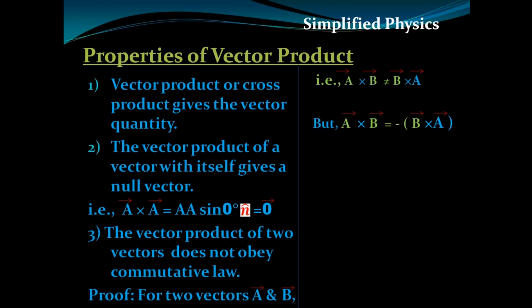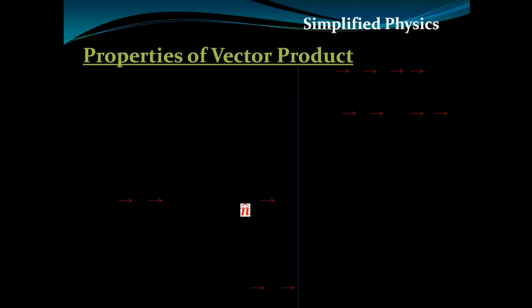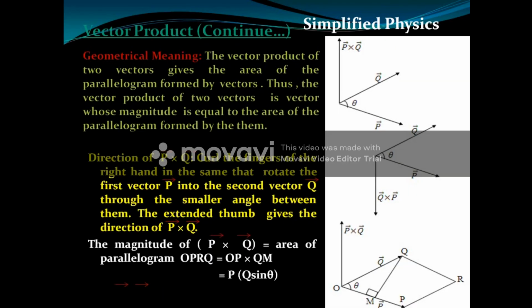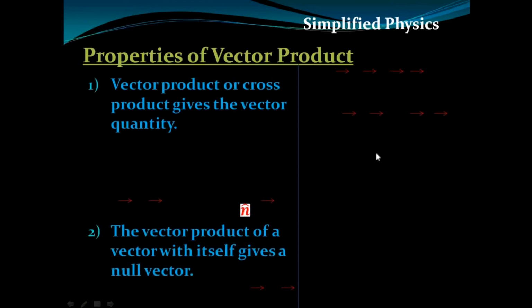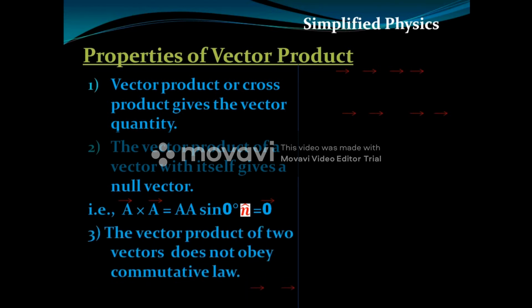Simply look at the previous diagram once again. In this case, let's say p vector cross q vector is directing upward. What if we take the q vector cross p vector? It will be vertically downward in this case, so they have opposite direction. Commutative law is not obeyed by vector product.